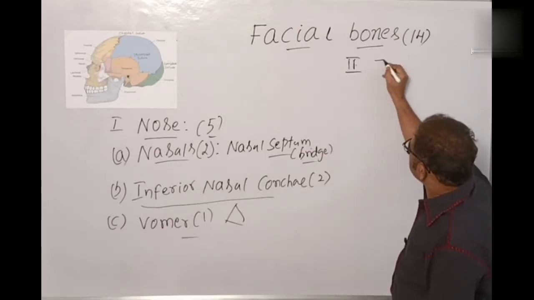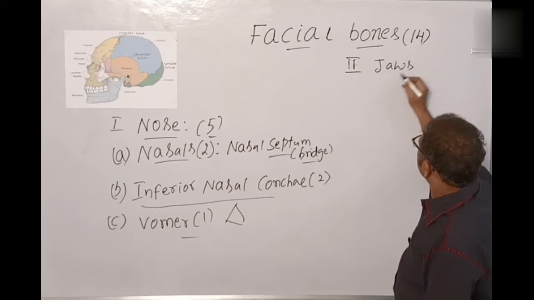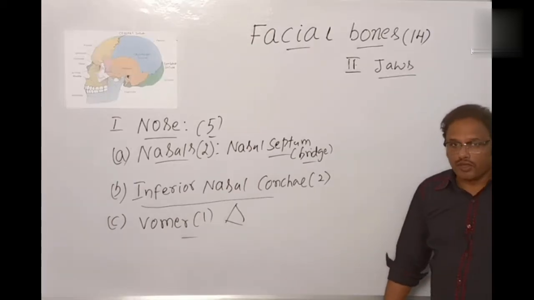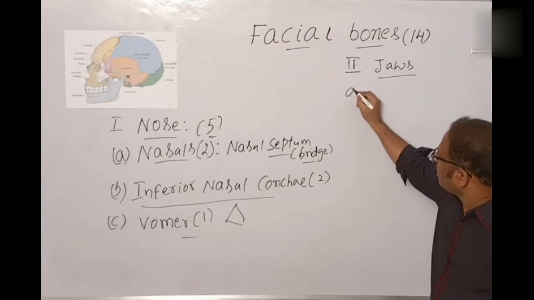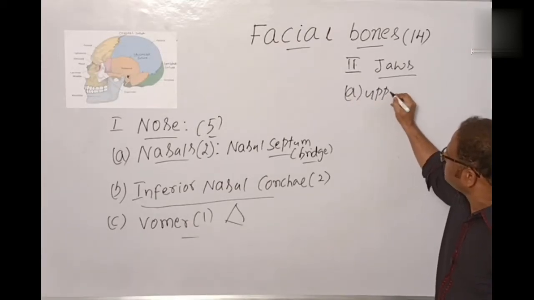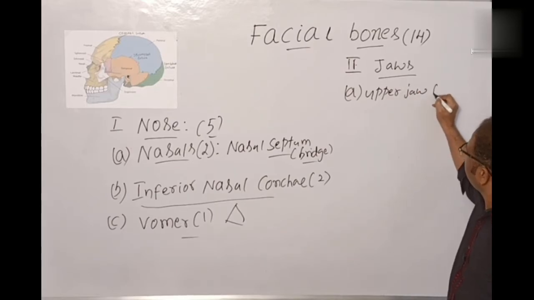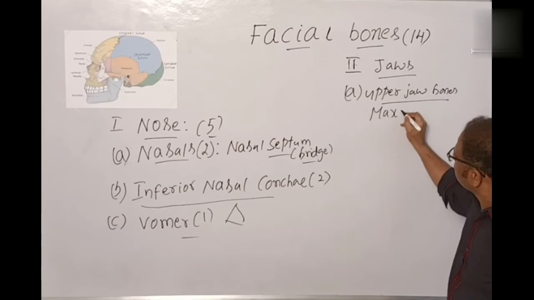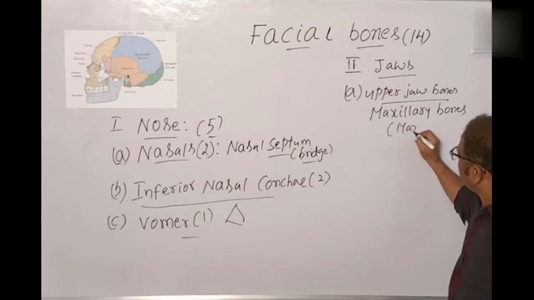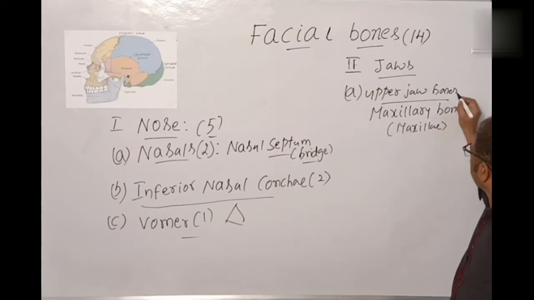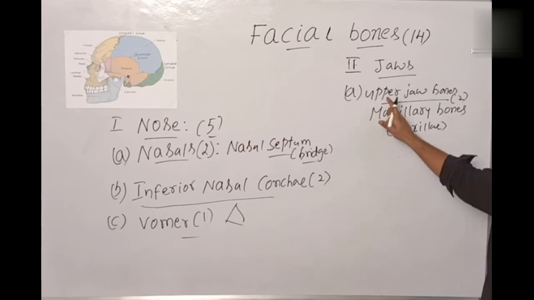Next one is number 2, classification. Let's discuss the jaws here. Jaws. Have you seen the film Jaws? The same jaws here. Upper jaw. First of all, upper jaw bones. Upper jaw bones are called maxillae, maxillary bones or maxillae. How many are there? 2 are there.